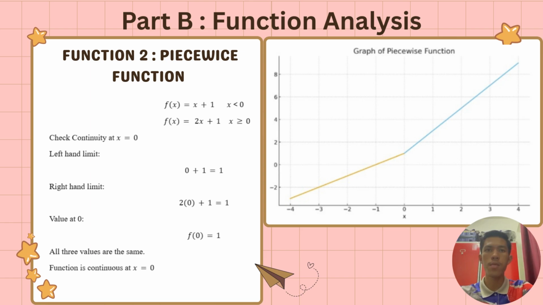All three values are the same. The left limit is 1, the right limit is 1, and the function value f(0) is 1. Because the limit as x approaches 0 from the negative side of f(x) equals the limit as x approaches 0 from the positive side of f(x), which equals f(0), we can definitively state the function is continuous at x = 0. Looking at the graph, you can see the two pieces meet perfectly at the point (0, 1), forming a smooth unbroken curve, which confirms our algebraic proof.